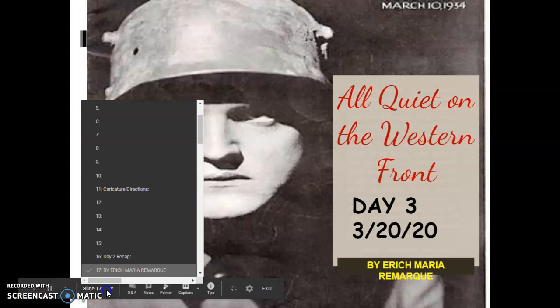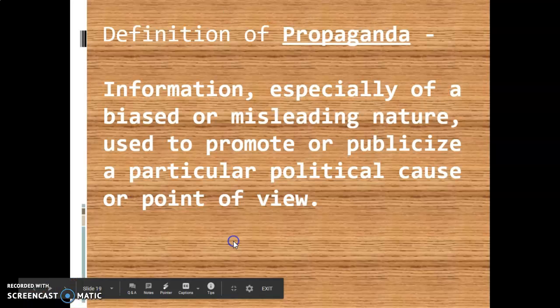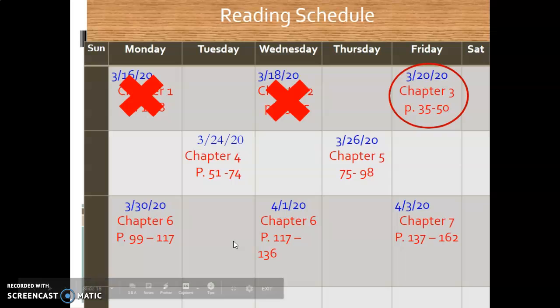Let's move to the next slide. There it is. Reading schedule. What you are responsible for today is reading Chapter 3, pages 35 to 50. So that's 15 pages.